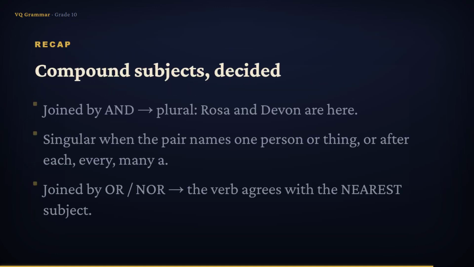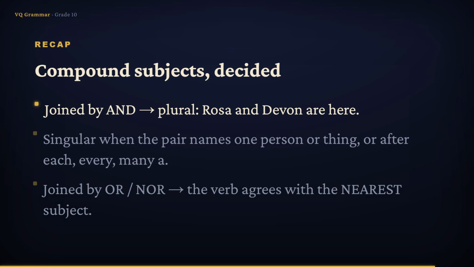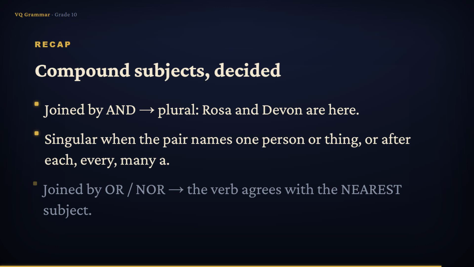Let's gather it all up. When a compound subject is joined by and, it is plural. Rosa and Devin are here. But it turns singular in 2 situations. When the joined words name a single person or a single thing, like my friend and advisor, or macaroni and cheese. And when each, every, or many a leads the subject.